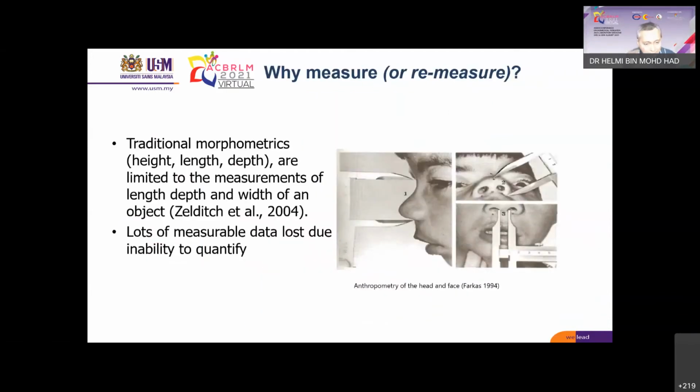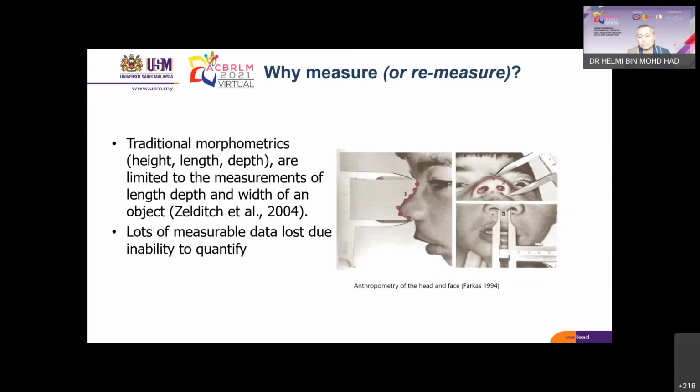So why measure or remeasure? Traditional morphometrics, as I've shown in the previous few slides, where you measure the length, height, and depth, are limited. Limited meaning you can only do so much with the data collected. However, with that same data, just because you have limited data doesn't mean you cannot do new analysis. So when you remeasure, we do not remeasure, for example in this picture here, the nose.